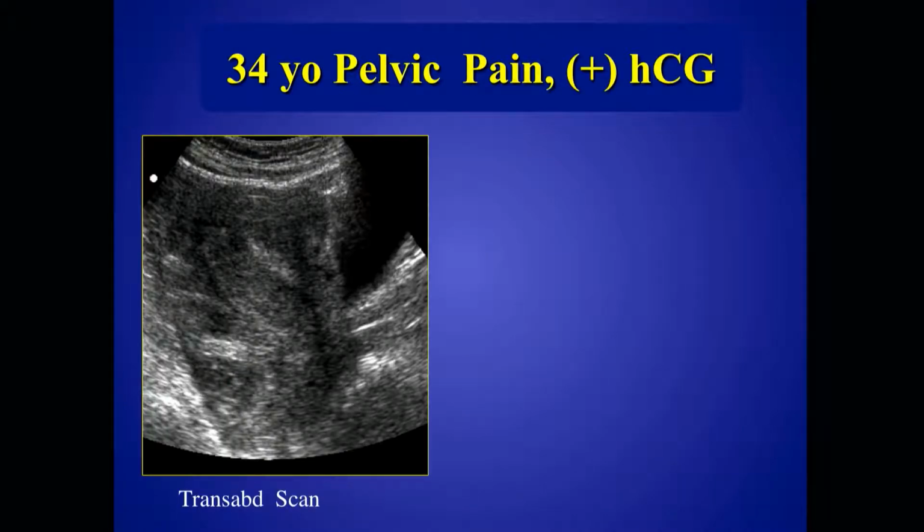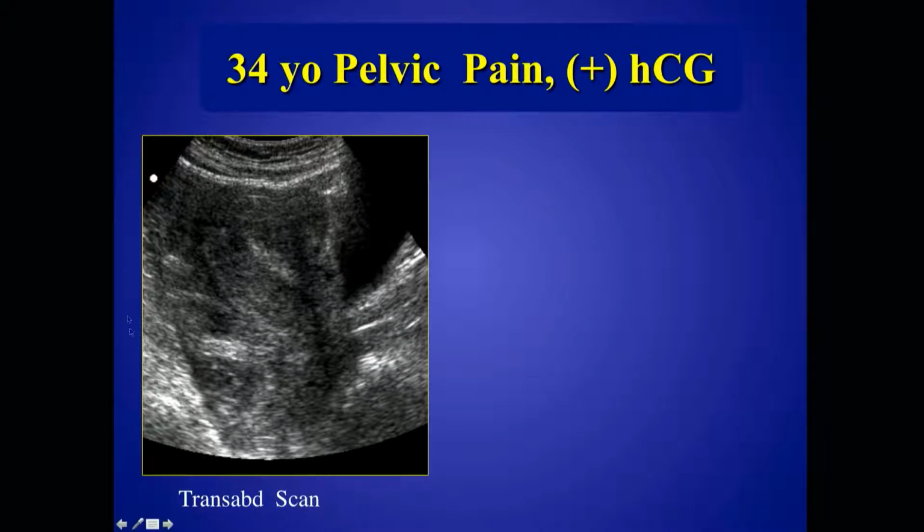And here's another case that was encountered on call one night, and I came in the morning. Here was a 34-year-old patient with pelvic pain and a positive HCG, and it was read as ectopic not found. If you look at this first transabdominal scan, you can see the uterus, and the endometrial canal is empty, it's normal. You can see a little bit of fluid in the bladder.